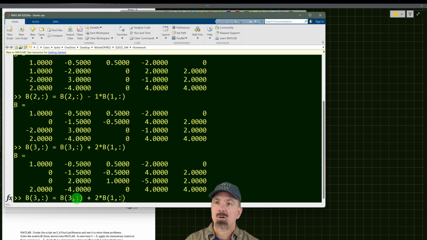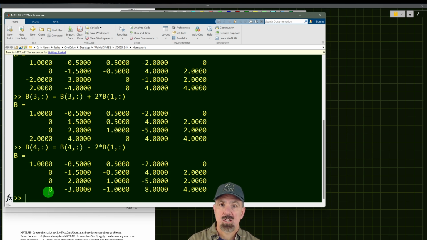Continuing on then, up arrow, and we're going to have the fourth row. The new fourth row is going to be the current fourth row minus 2 copies of the first row. And now we've completed the elimination steps for our first row. Now we move down. Again, we're going to make a leading 1. So we're going to take the negative 1.5, and divide the second row by the negative 1.5. So that's B, 2 comma colon, the second row, is equal to the current second row, B, 2 comma colon, divided by the value at 2, 2.